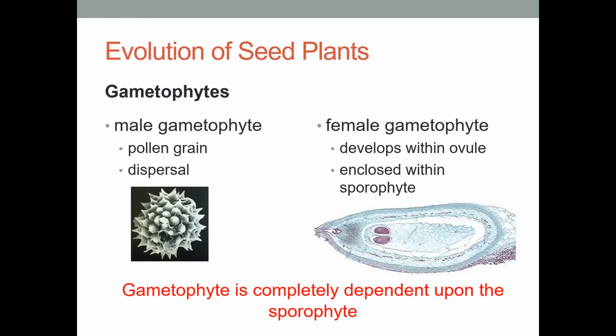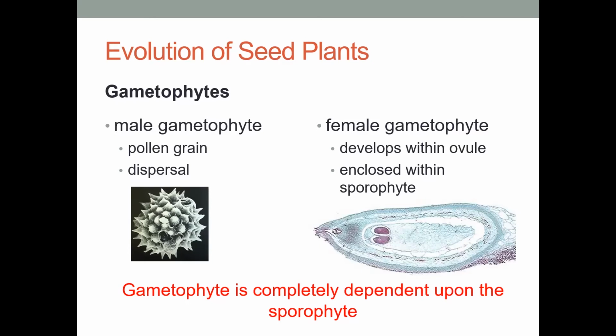Now here with the seeded plants, things have switched around in comparison to the non-tracheophytes and the seedless tracheophytes on who is dependent on who. With the non-tracheophytes and the seedless tracheophytes, it was the sporophyte that was dependent on the gametophyte. The sporophyte grew out of the gametophyte somewhere. But that is completely reversed in seeded plants. Here, the gametophyte is completely dependent on the sporophyte.